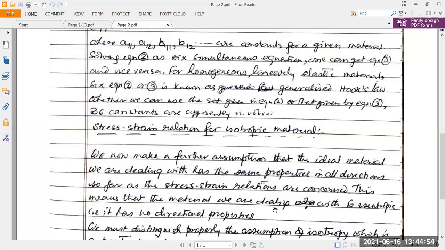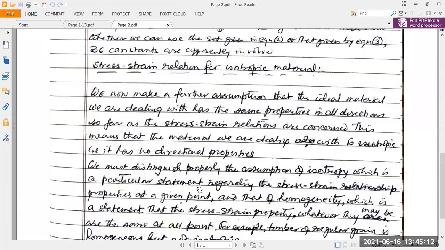This means we are dealing with an isotropic material. It doesn't have directional properties. It doesn't have any additional stress or any reaction according to any particular direction. It is the same everywhere. It doesn't have any additional stress anywhere else.